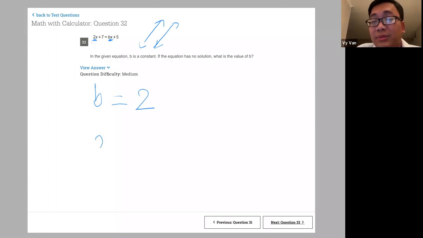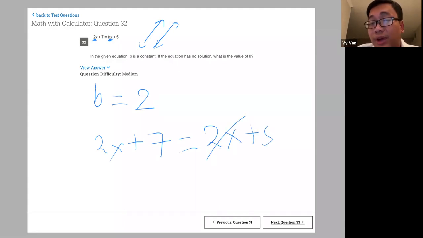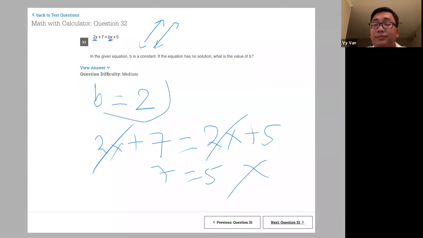If you don't believe me, let's solve this equation to see if there's any solution or not. You notice the 2x are the same, so you cancel out. So 7 with 5, this doesn't make any sense. So this is wrong. There's no solution to this equation. And B is 2.